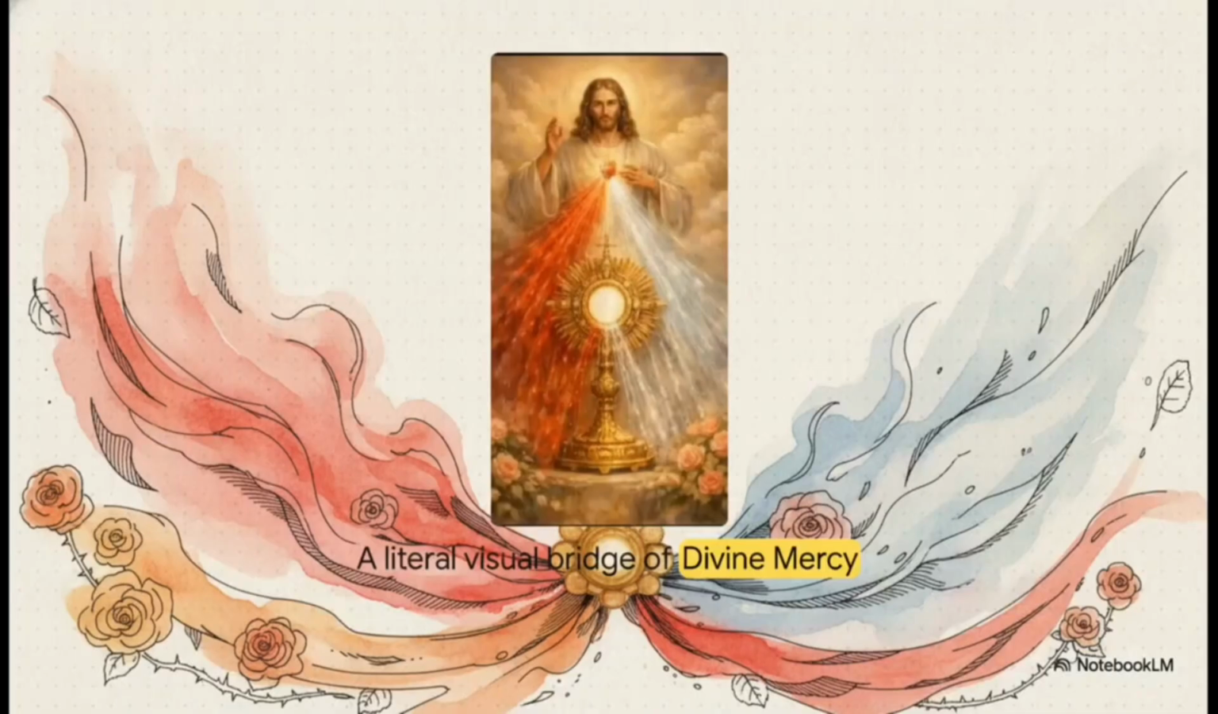And here is exactly where these concepts synthesize just beautifully. This artwork combines both the sacred figure and the sacred object. We see Jesus, and visually pouring directly from him are these massive, vibrant rays of red and pale light, representing divine mercy. But notice where they're pointing. They cascade down to entirely envelop the monstrance below. The artist created a literal visual bridge between the abstract theological concept of mercy and the physical object of devotion.